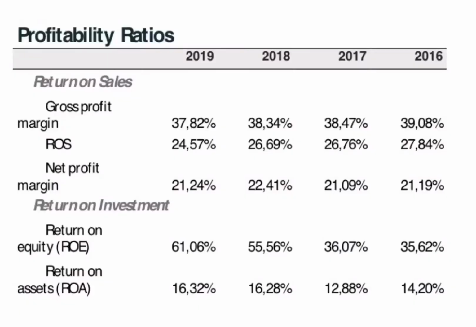And for the final analysis, we have the profitability ratios: the gross profit margin, the ROS, the net profit margin, and the return on equity of Apple Inc. And the return on assets too of Apple Inc.